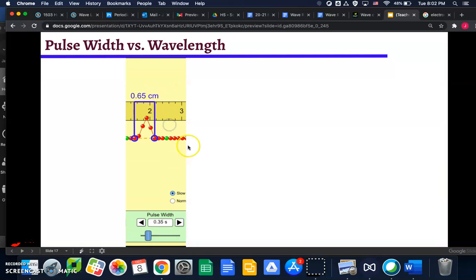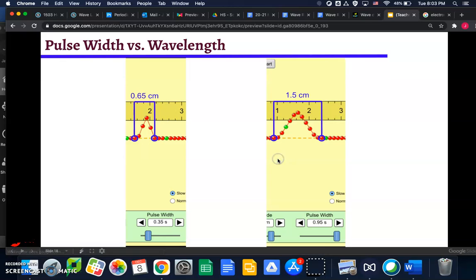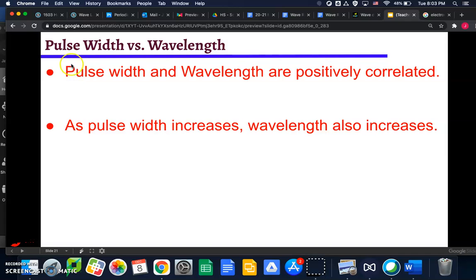So let's compare those two. For the short wave, it was a pulse width of 0.35 seconds and 0.65 centimeters for the distance. Now watch, both those values are going to increase. When you increase the pulse width, 0.95 seconds, the wavelength also increased. So basically, the longer the piston goes to make the wave, the longer the wave is, if that makes sense. And so, what does that mean? Pulse width and wavelength are positively correlated. As the pulse width increases, the wavelength also increases.